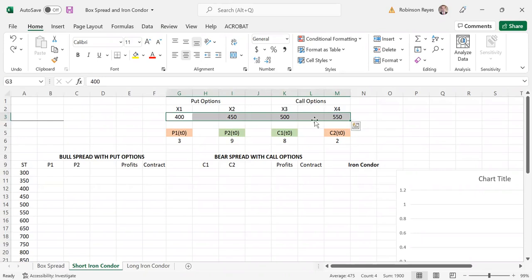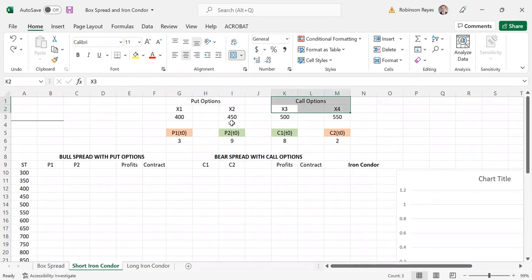And we need x1, then x2 should be greater than x1, then x3 should be greater than x2, x4, and so on, right? And let's keep in mind, for example, the lower strikes x1 and x2 correspond to the put options, and then x3 and x4, those correspond to the call options.